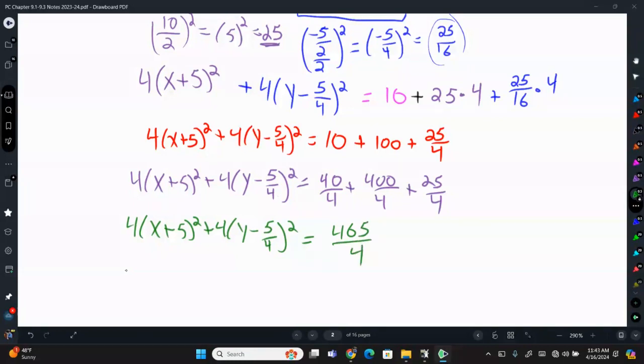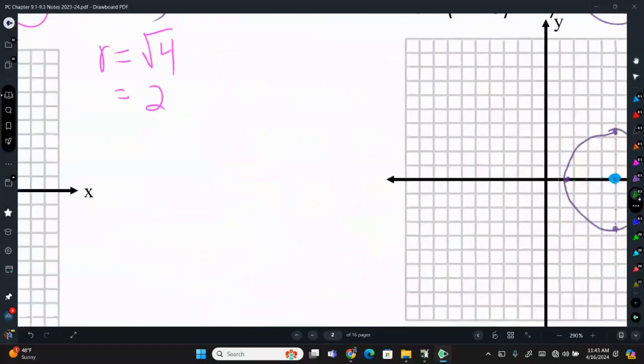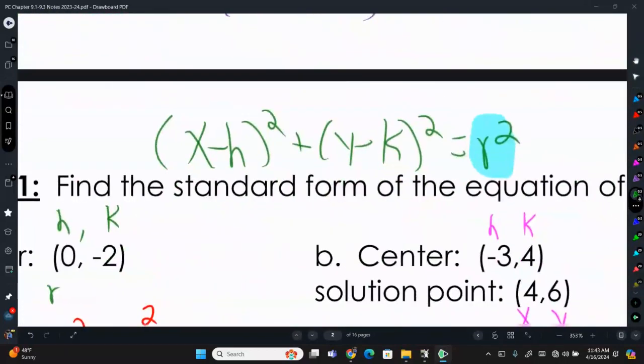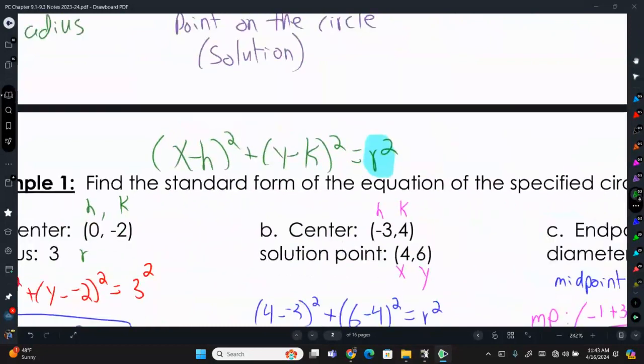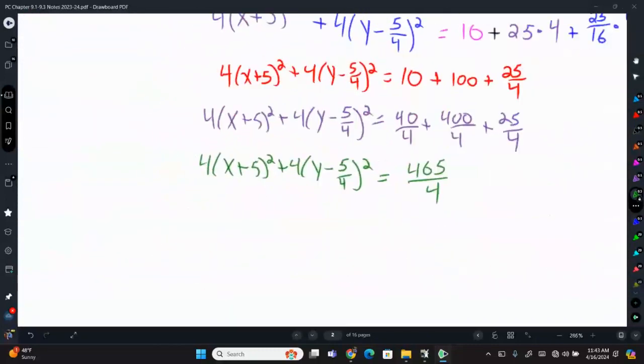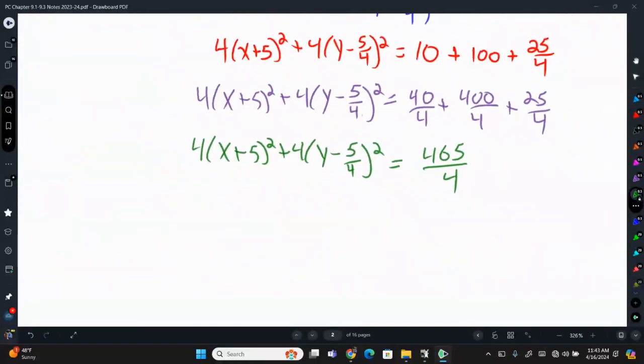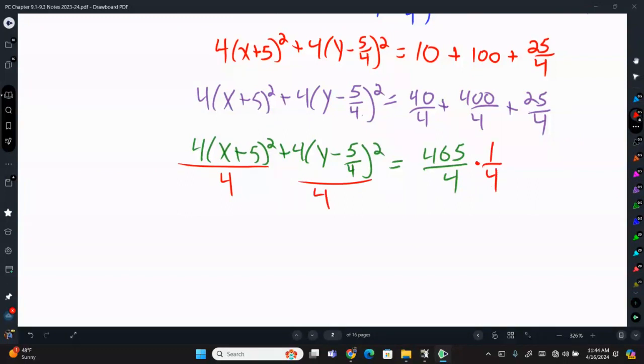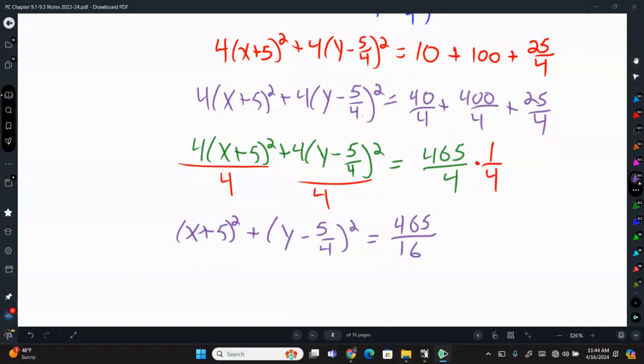Well, let's go back up here. Our formula has no number in front of the parentheses. We have a 4 here. So we have to divide both sides by 4. Because we're going to be dividing both sides by 4, it's the same thing as multiplying by 1/4. This will give us x plus 5 squared plus y minus 5/4 squared equals 465 over 16.